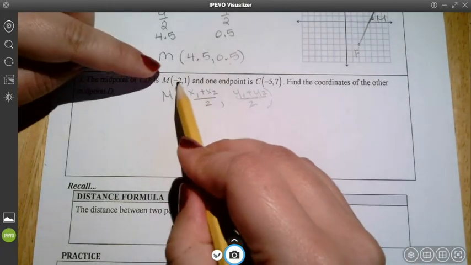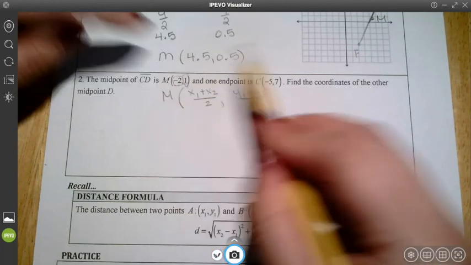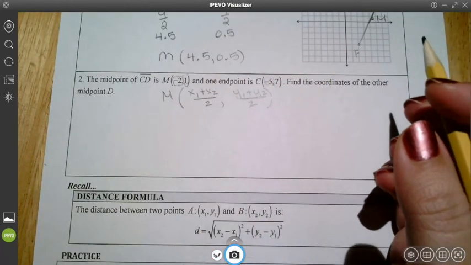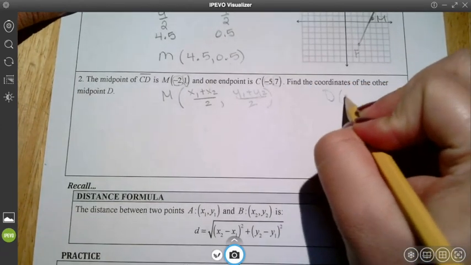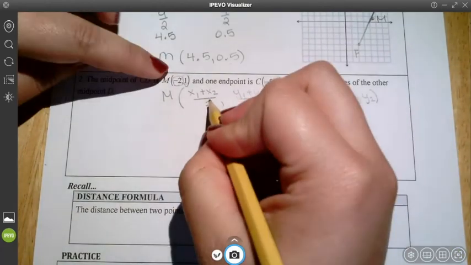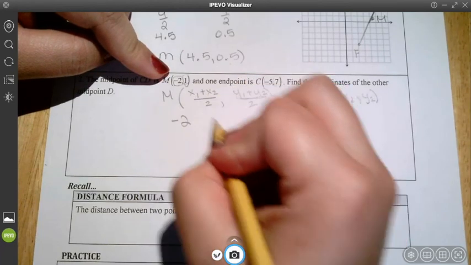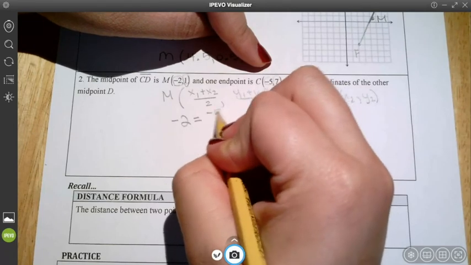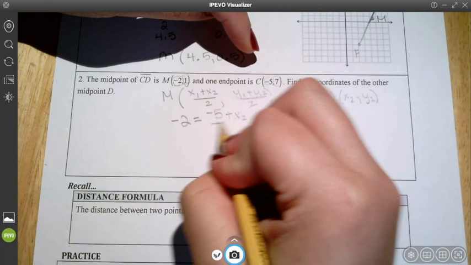And so now we have the x of the midpoint and the y of the midpoint. We have x1 and y1, but we don't have x2 and y2. That's what we're looking for. So let's call point D x2, comma, y2. Then we know that -2, which is the midpoint, equals x1, -5, plus x2, which we don't know, over 2.